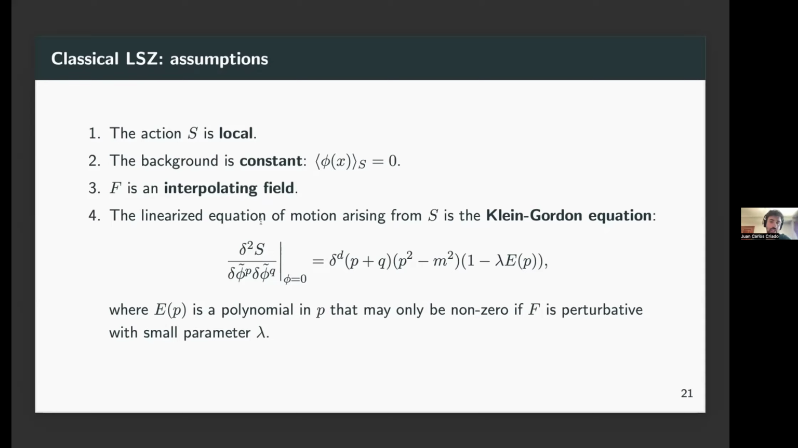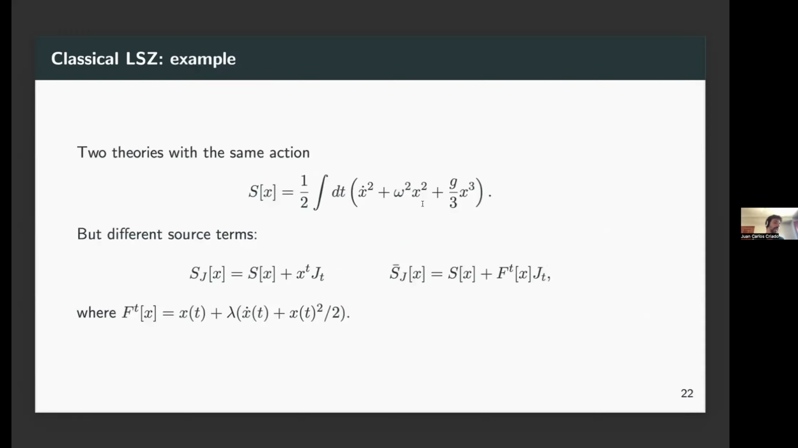And then the other assumption is that the linearized equation of motion is the Klein-Gordon equation. This is because it's a scalar field, otherwise it would be the Dirac equation or whatever. It matches the spin. But I think this is a reasonable assumption. It's the place from which these poles in p squared minus m squared come from. So again, let's see a very simple example.